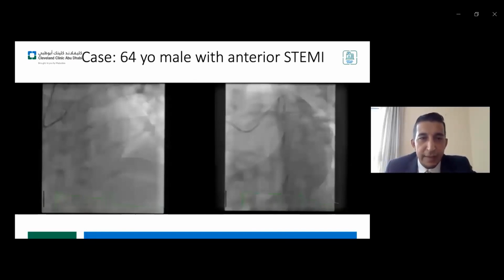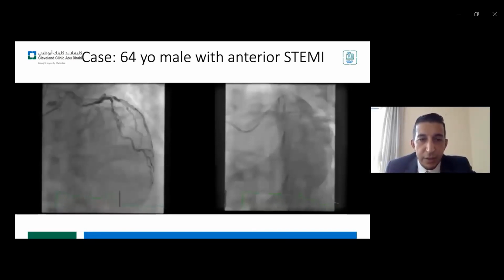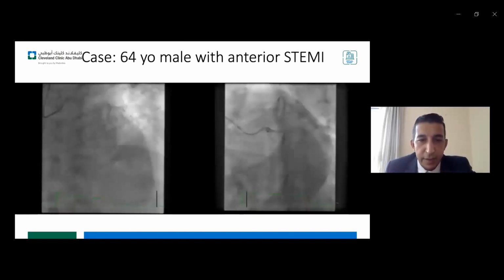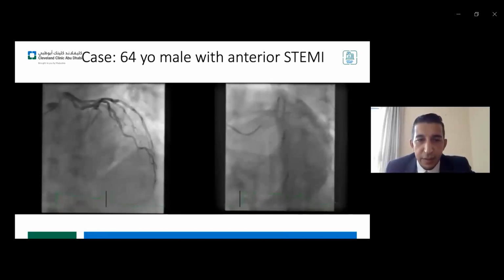So this is a case. This is a 64-year-old male presented with an acute anterior STEMI, occlusion of the mid-LAD, as you can see there. No significant disease in the left circumflex, just a lot of plaque.